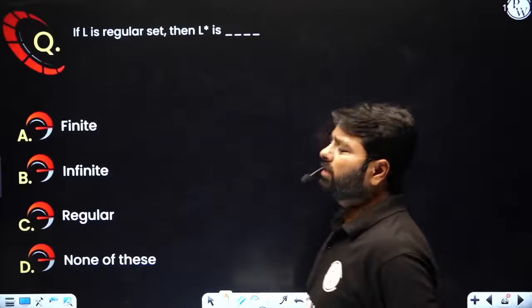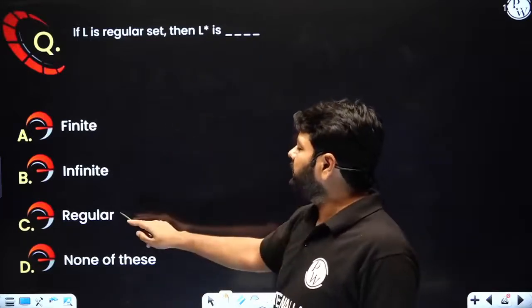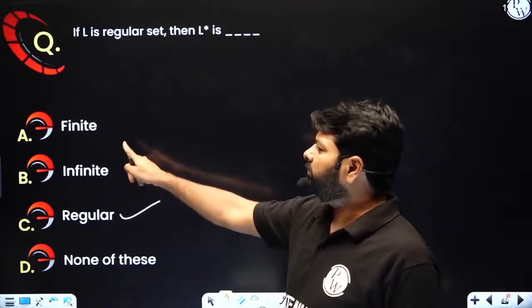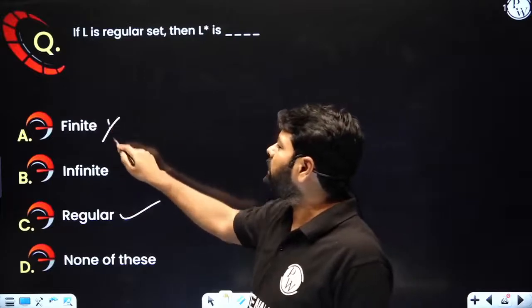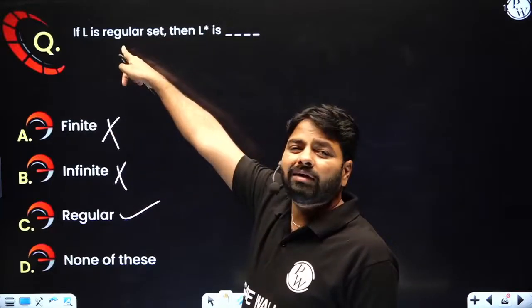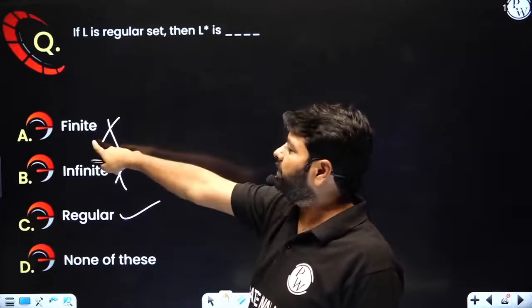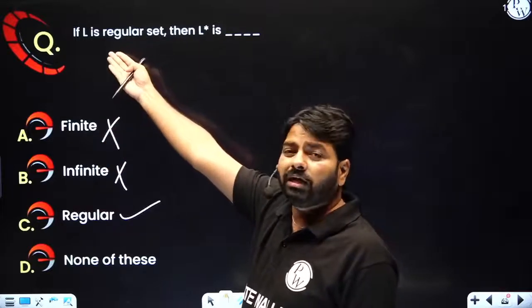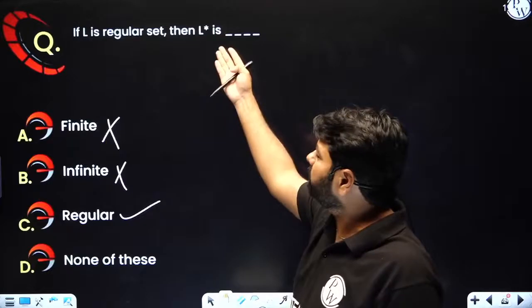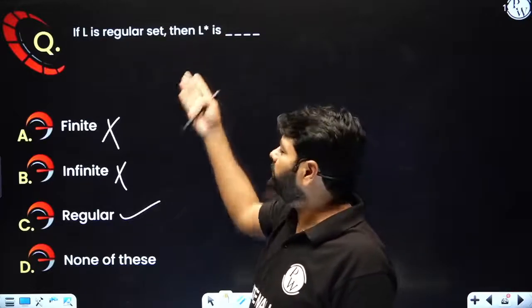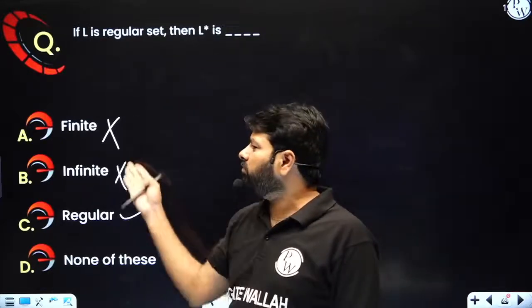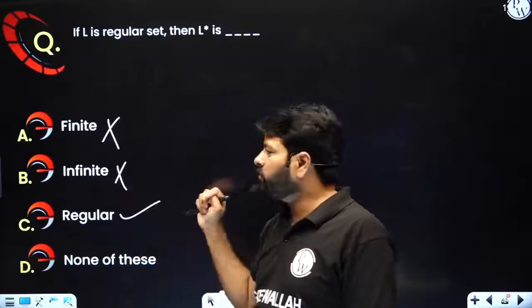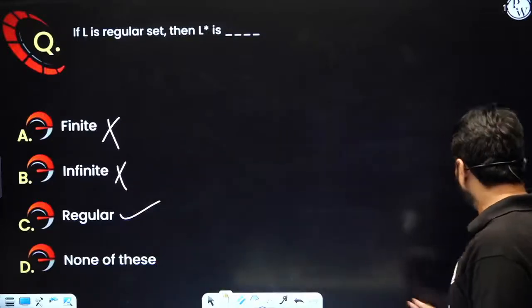If L is regular, then L star, I already told you, is regular, but is it finite or infinite? That depends on which regular language you take. If you take the empty language, then you will get finite after the Kleene closure. But if you take anything other than the empty language or epsilon, any regular language, you will get infinite. So finite is possible and infinite is possible. That's why we don't always choose it. But regular is the correct answer.